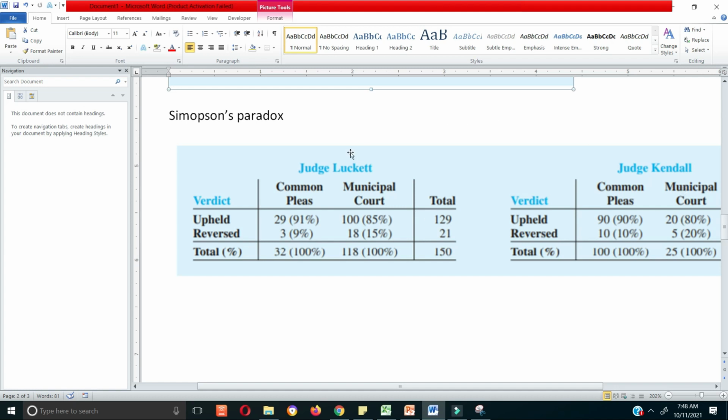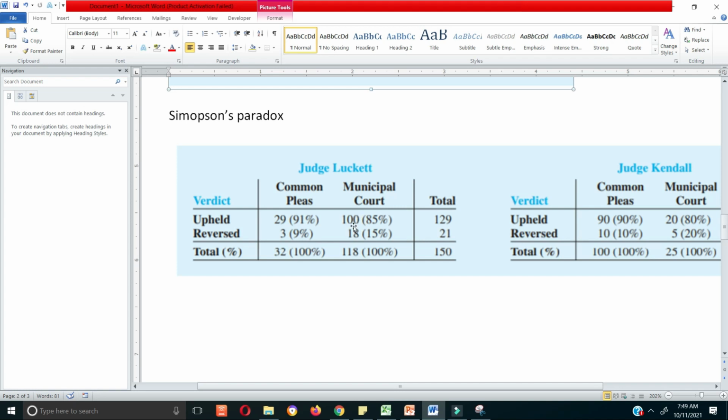Judge Kendall has a higher reversal rate in the common pleas court, because you can see Judge Luckett only has a reversal rate of 9% and Kendall has 10%. And in the municipal court, Judge Luckett still has a lower reversal rate. Kendall has a higher reversal rate in the municipal court. So what is really happening? What is happening here is simple. The reversal rate for the municipal court is higher, and Judge Luckett has a higher proportion of cases in the municipal court, because Judge Kendall has only 20 cases in the municipal court and Judge Luckett has 100 cases in the municipal court.